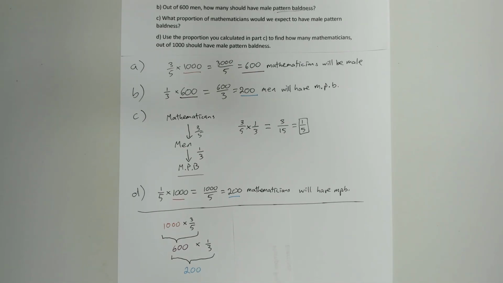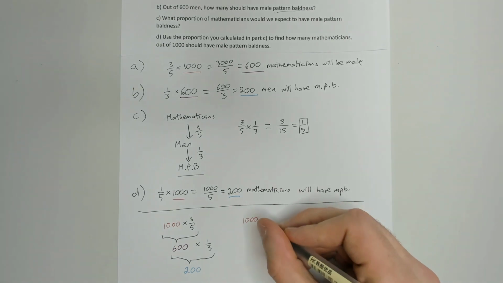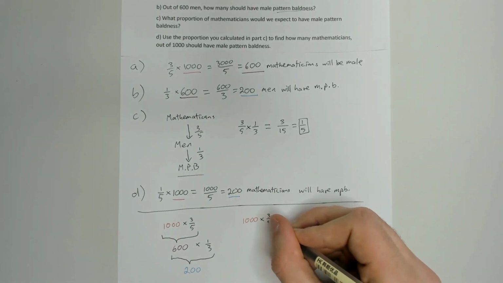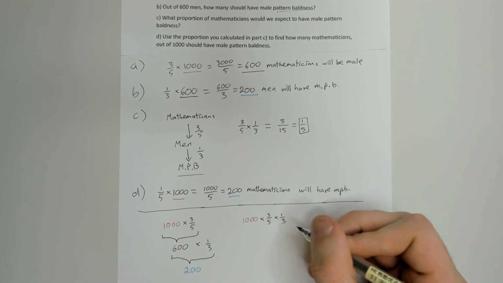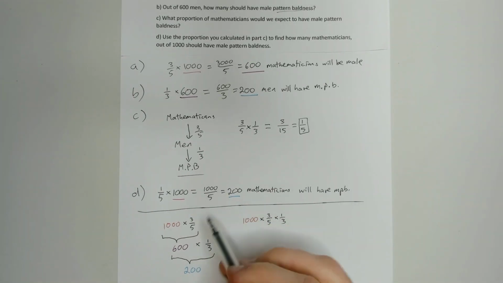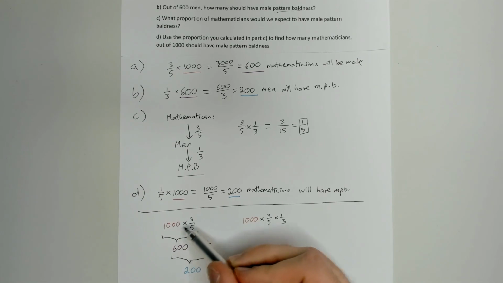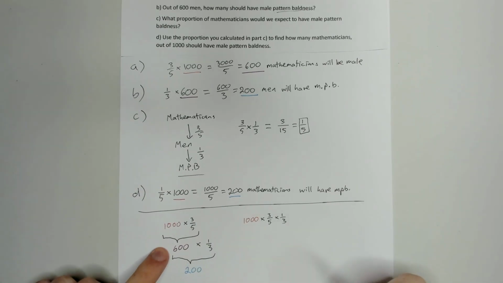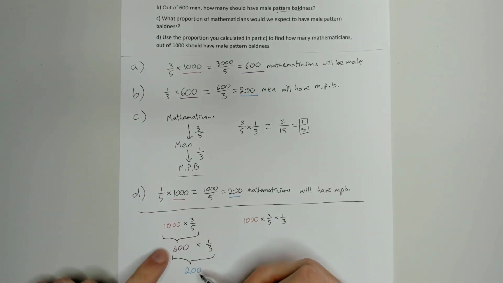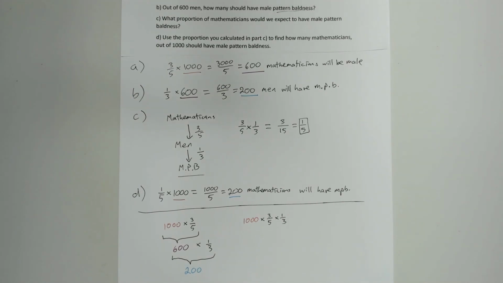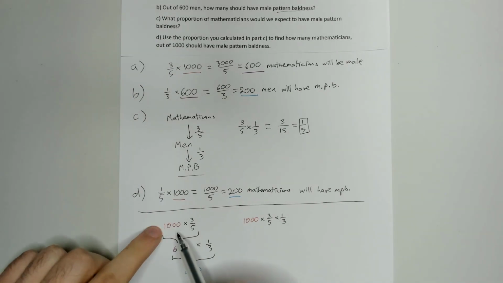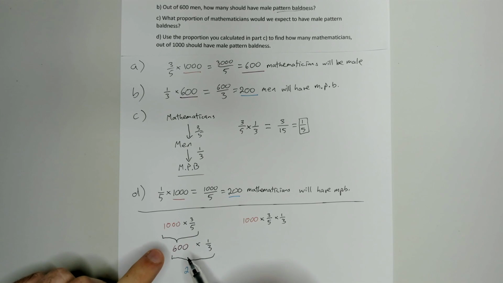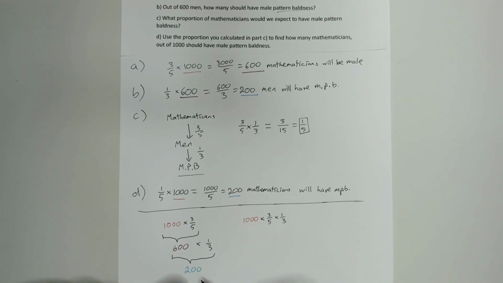But I want you to notice something. If I take that 1,000 here, and I multiply it by 3/5 and by 1/3, that's doing the exact same thing as what we did over here, right? First we took the 1,000, multiplied it by 3/5, that gave us 600, and then multiplied it by the 1/3, that gave us 200. We essentially did 2 steps to go from 1,000 mathematicians to the piece of them that were men to the piece of them that had male pattern baldness.